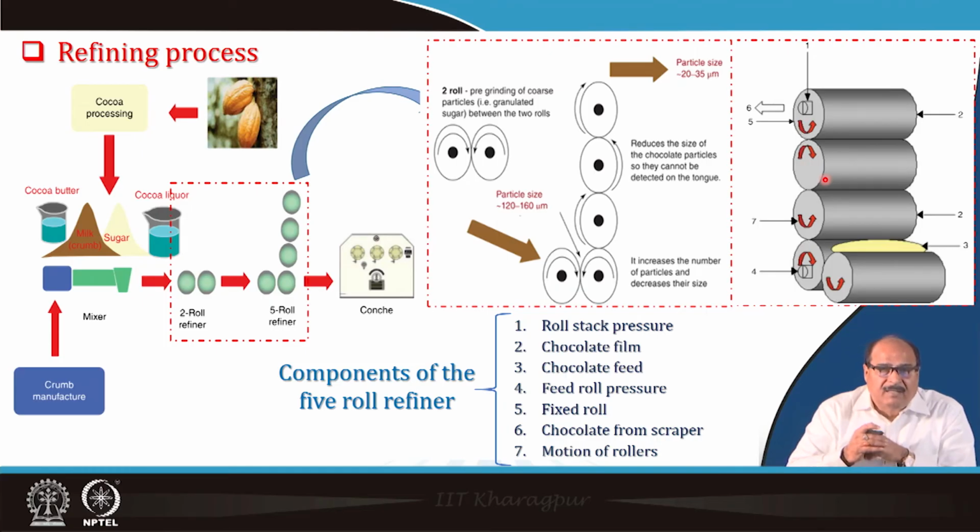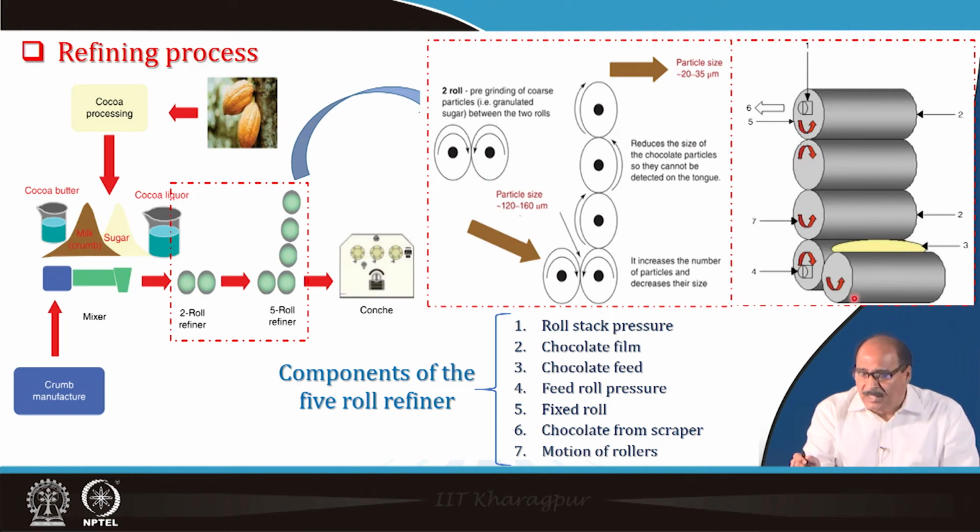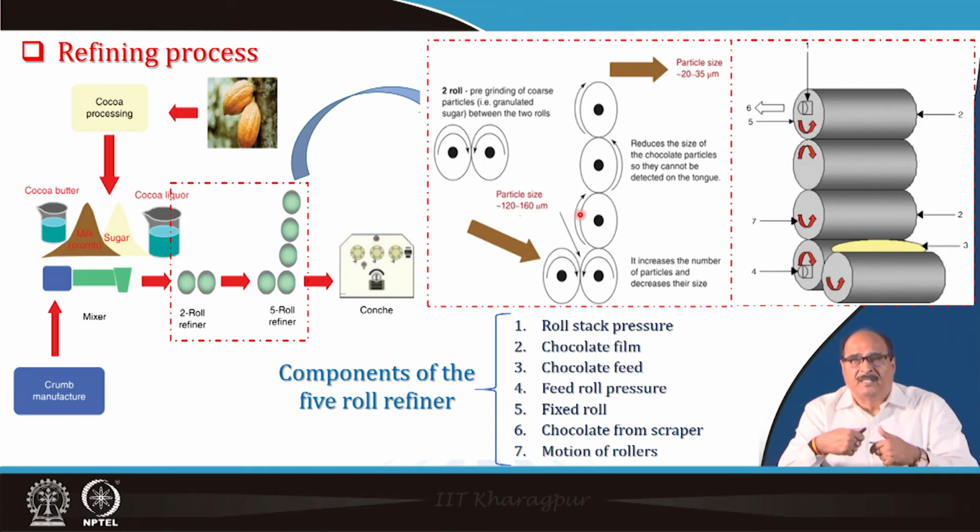You can see here the two roller refiner. The material after mixing is put into the two roller refiner, where the coarse particles, that is granulated sugar, are ground between these two rollers and then pressed to the next roller. In the two roller refiner, it increases the number of particles and decreases their size, and the next roller moves at a larger speed than the previous roller. So, this wipes the material and carries it to the next roller.